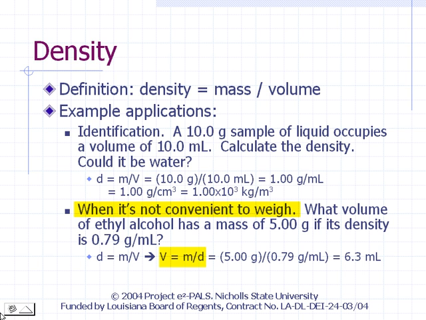Suppose you want 5 grams of ethyl alcohol for an experiment. What volume would you dispense if you prefer not to use the balance? We need to look up the density of ethyl alcohol. If we do, we will find that the density is 0.79 grams per mil. Dividing 5 grams by 0.79 grams per mil gives us 6.3 milliliters. Thus we could take out a small graduated cylinder and fill it to the 6.3 mil mark with ethyl alcohol. This should give us 5 grams of ethyl alcohol.